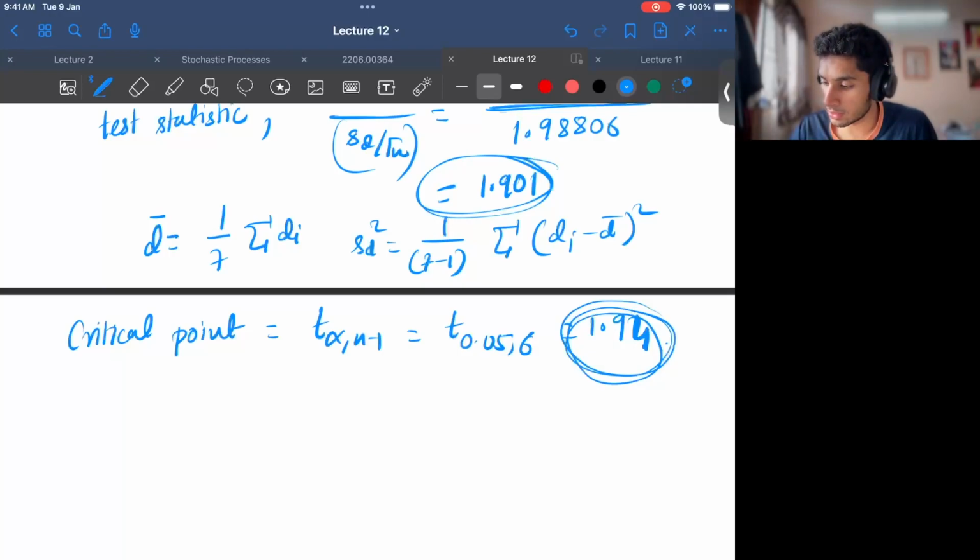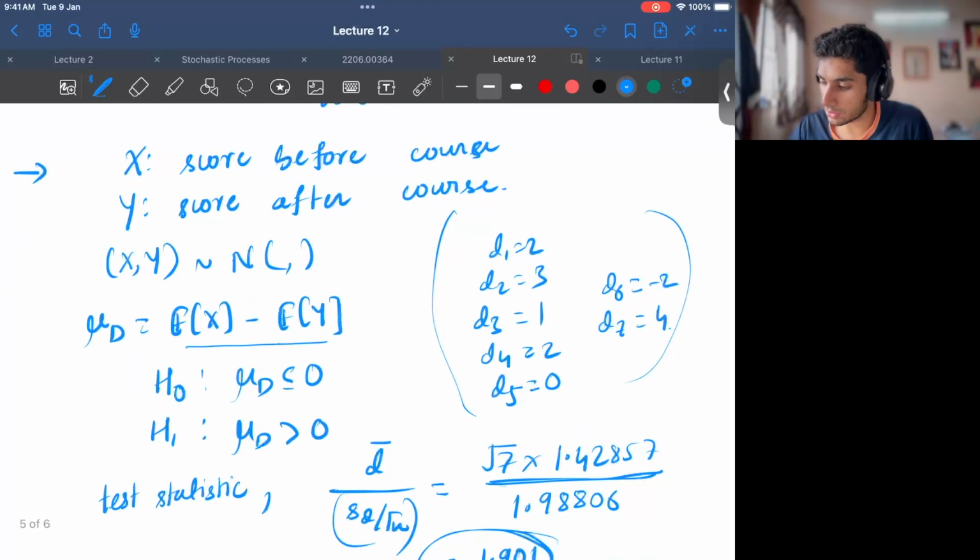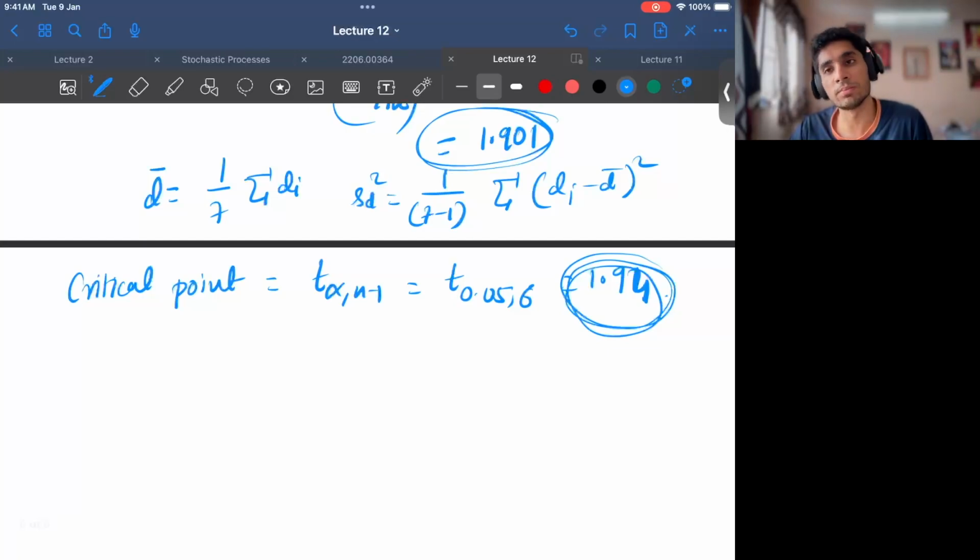So since the critical point is greater than 0 and the test statistic is less than this, you have to accept the null hypothesis, which was that mu d is less than or equal to 0. That means that the course has actually worked and the confidence of the employees has actually increased, right? So this was another question where, again, you have to remember what the test statistic is.